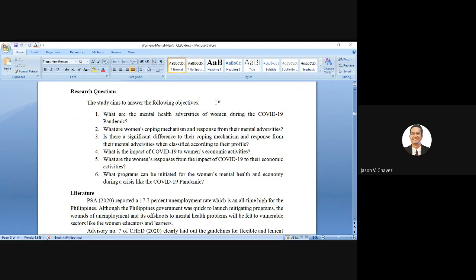In the next three questions, they have: what is the impact of COVID-19 on women's economic activities? Number five, what are the women's responses to the impact of COVID-19 on their economic activities? Then, what's the next one? What are the programs that they initiated for women's mental health and economy during a crisis like the COVID-19 pandemic? So this is a sort of response as well. In this research, what is very clear is that for the mental health aspect, they are trying to get the coping mechanism and response. But in terms of economy, they want to get only the response, after getting the things about the economic effects on the respondents.